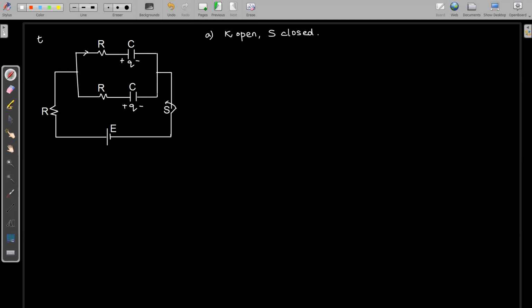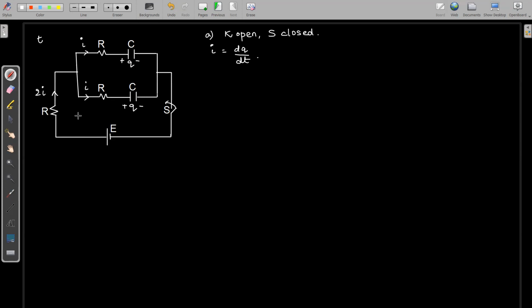Similarly, if the current through this upper branch is I at any time, then the current through this lower branch will also be I at any time t. So the current through the battery is going to be 2I. Now, what is the value of I? Since this current I is going through the capacitor and it has a charge Q, I can write the value of current I as dQ by dt.